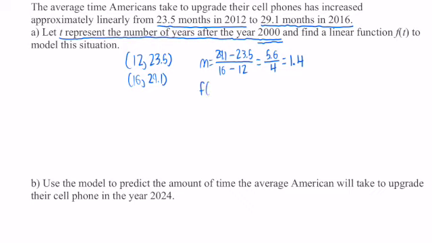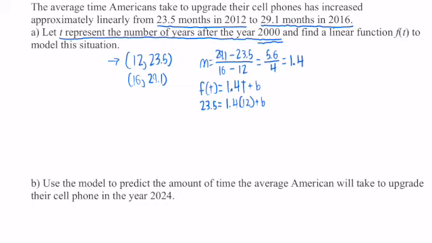So we can think of this as f of t equals, in terms of mx plus b form, 1.4t plus b. We're just using t instead of x and f of t instead of y. Now we still need to figure out what that b is. We can use either one of our points. For example, suppose I pick that first point. I would put in 23.5 for my function value, and I would put in 12 for t. And now I need to solve for b.